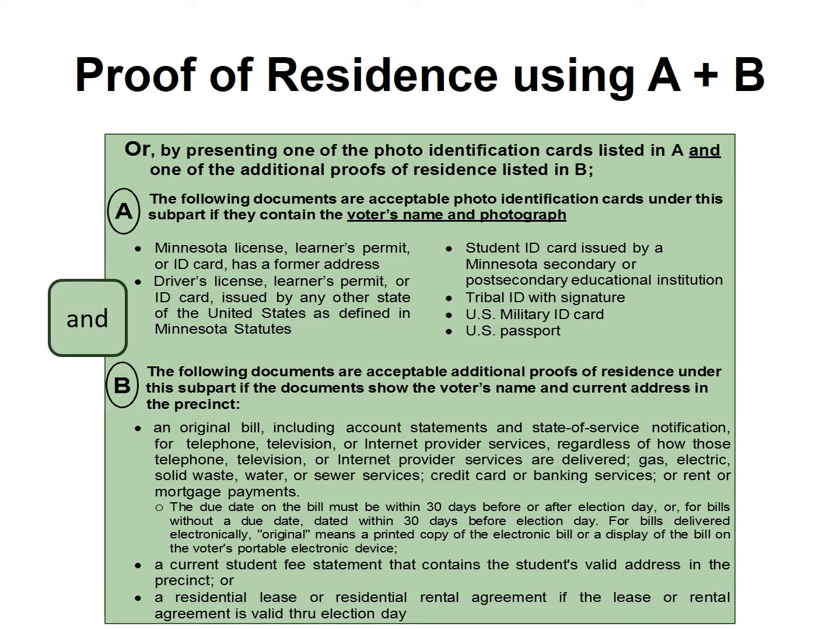The following slides will show samples of proof of residence using a combination of items from Section A and Section B on the proof of residence form. This means that a voter does not have a form of ID with their current name and current address on it. For bills delivered electronically, original may mean a printed copy of the electronic bill or a display of the bill on the voter's electronic device.